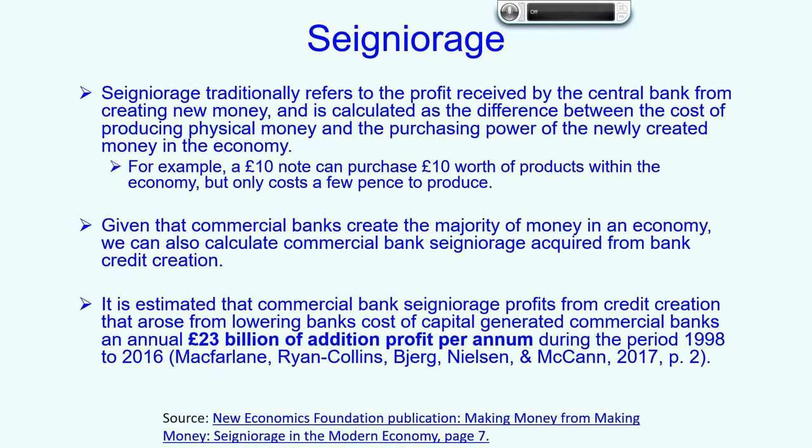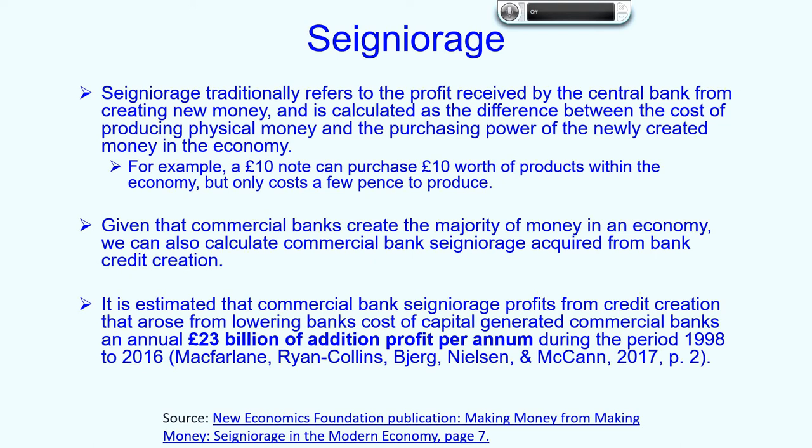So I've discussed the process by which banks create new deposits and new money. Then the question is, what motivates the banks to create new money? Why do they choose to create money out of thin air, at the stroke of a banker's pen, by placing numbers into a computer system? And the answer is seigniorage.